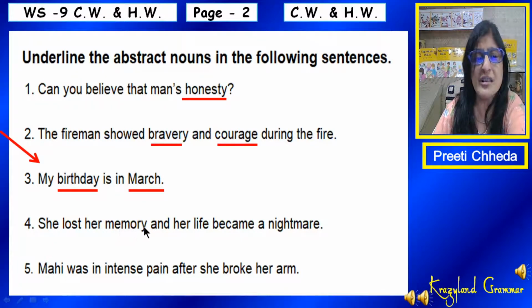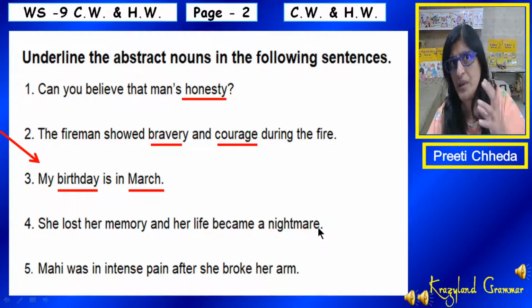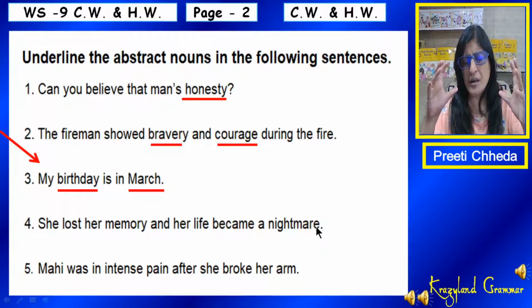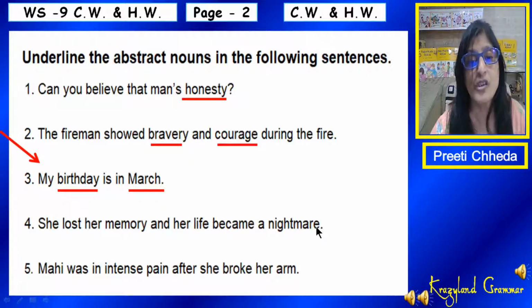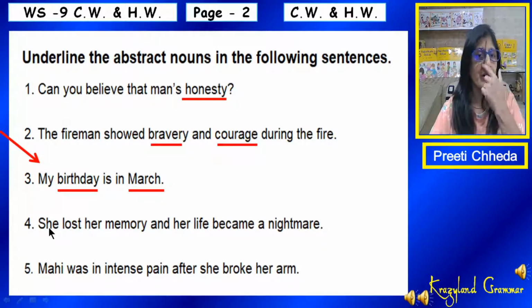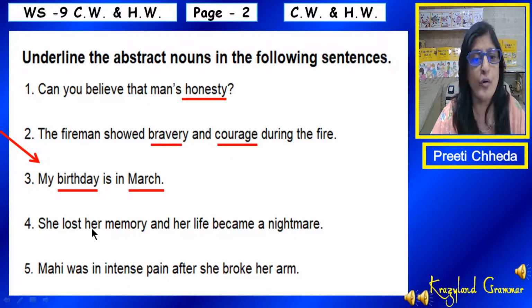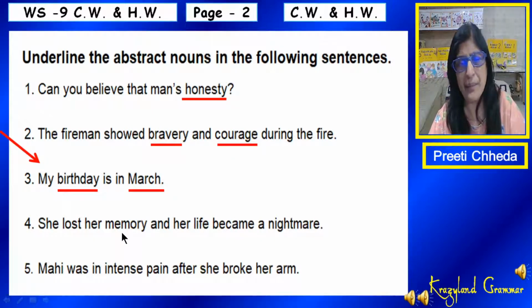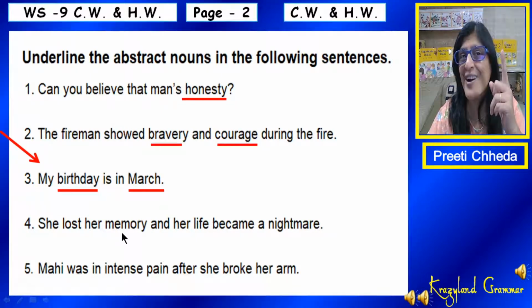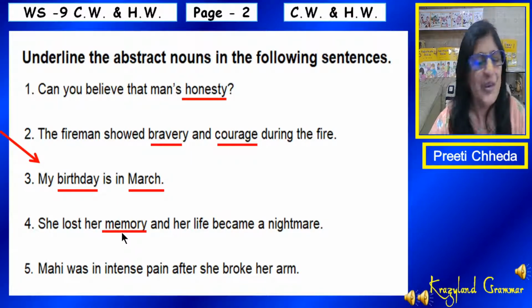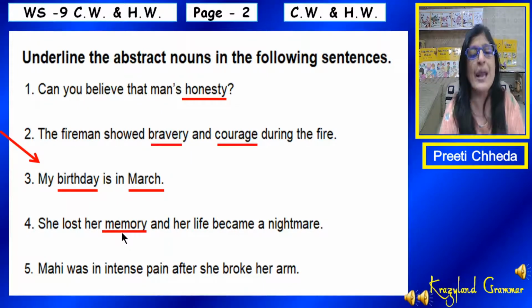She lost her memory and her life became a nightmare. You know the meaning of nightmare? It means a very bad dream, something disastrous. So that's called a nightmare. So she lost her memory. What is memory? You can see memory, hear memory, taste memory? You can't do anything of these. So now memory is what? Abstract noun. So memory is your abstract noun.